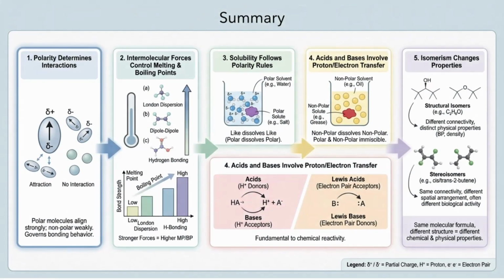To summarize, molecular structure determines polarity, which in turn governs intermolecular interactions. These interactions influence physical properties such as melting point, boiling point, and solubility. Acid-base behavior can be understood through proton transfer and electron pair interactions. Finally, isomerism demonstrates how structural differences lead to diverse chemical properties. A strong grasp of these concepts forms the foundation for advanced studies in chemistry and related fields.